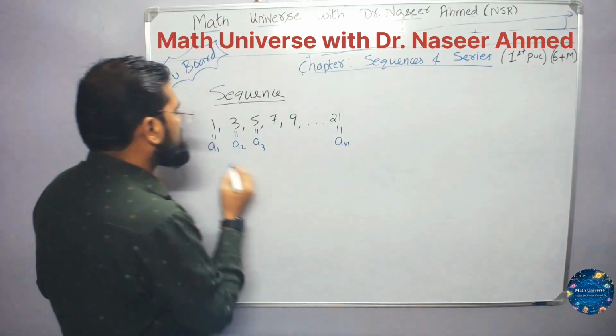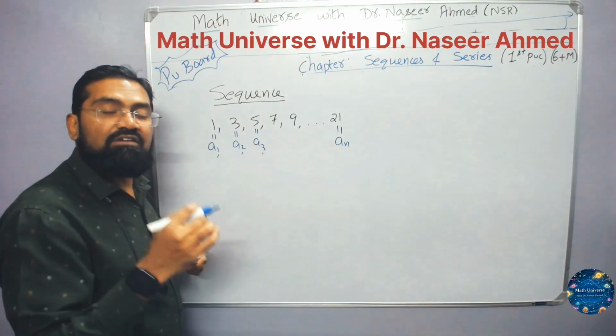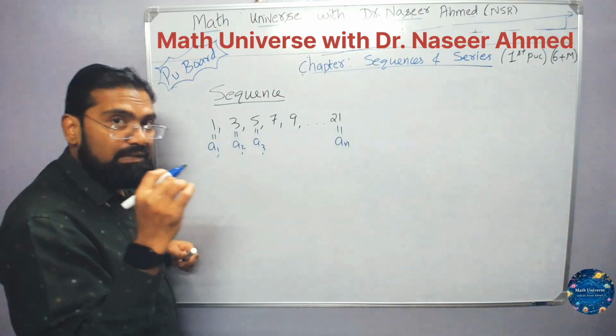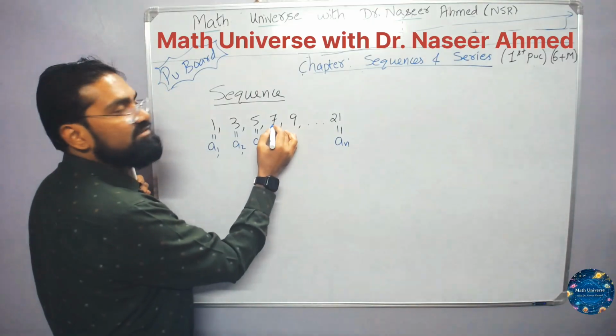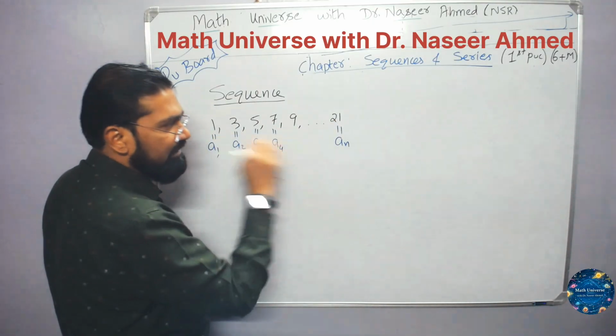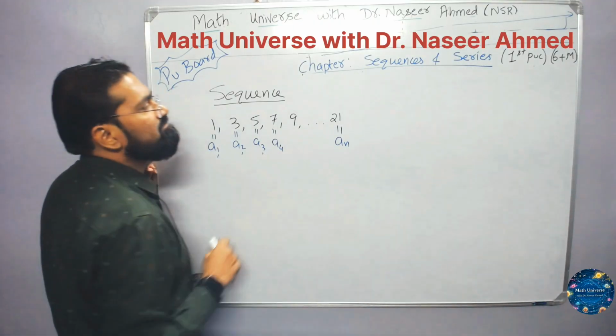Nth term. So the index which is given here is going to specify where the particular element is present. Similarly, this is the fourth term. So the location of 7 is 4. The location of 21, this is the last term, so An. An stands for the last term.